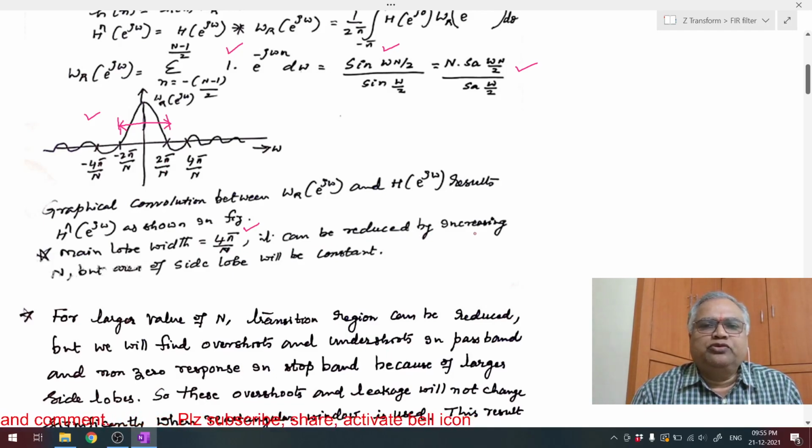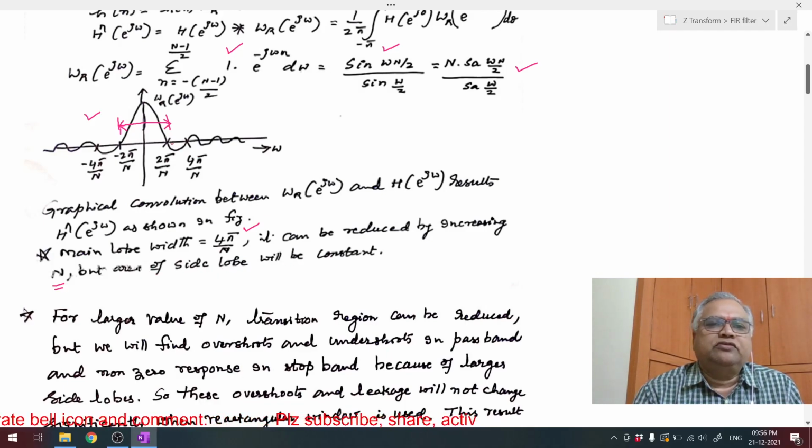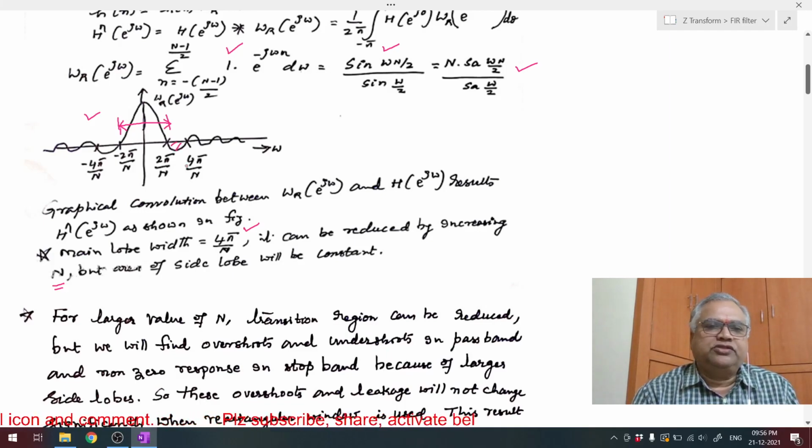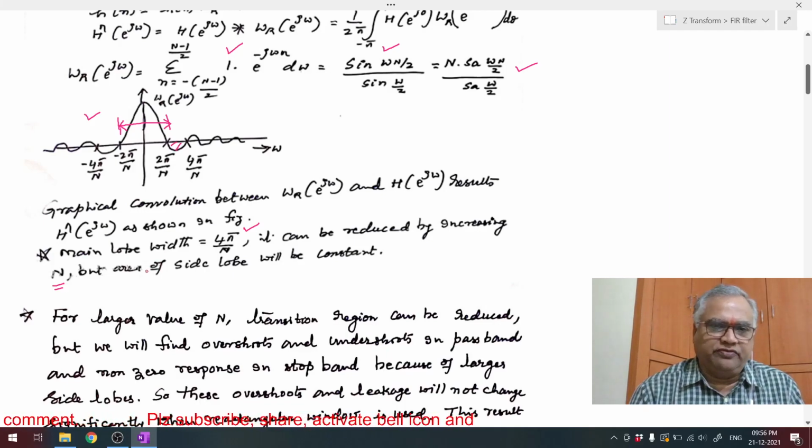This can be reduced by increasing the value of n. The width is reduced because n is in the denominator, but the area of the side lobes will be constant. These are called side lobes. These areas are constant. Area constant means if the width is decreasing horizontally, it increases vertically, so that the area remains constant. That is one important observation.